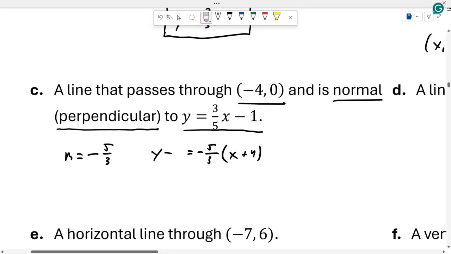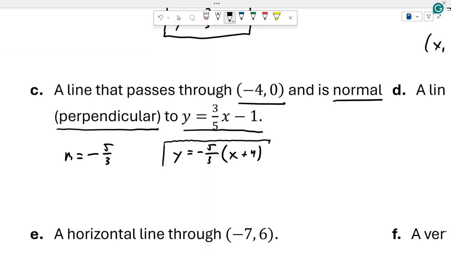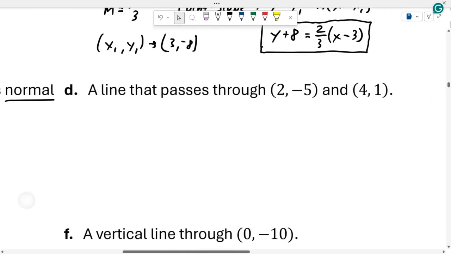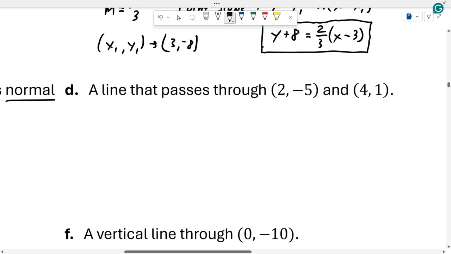I would say that we don't need the -0. So instead of rewriting it, I'm just going to get rid of it. If you leave the -0 in, I'm not sure if your teacher would mark that as incorrect or not, but we don't need it. So our final answer for C is y equals -5/3 parentheses x plus 4. And again, you could convert this into slope-intercept form by distributing the -5/3, but we don't have to because it just says an equation, it doesn't say slope-intercept form.